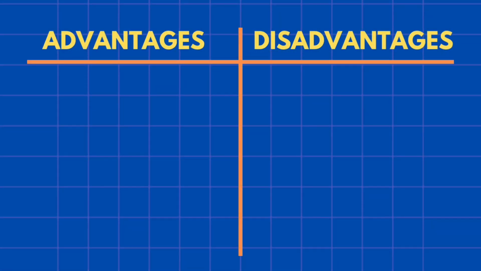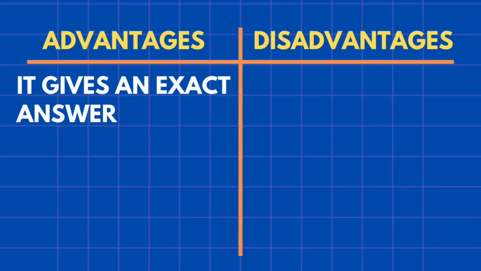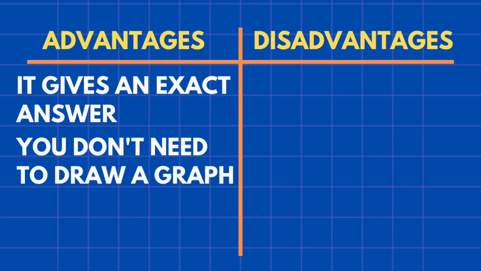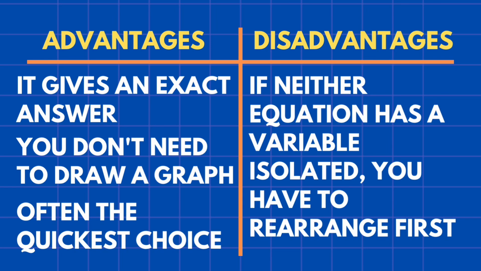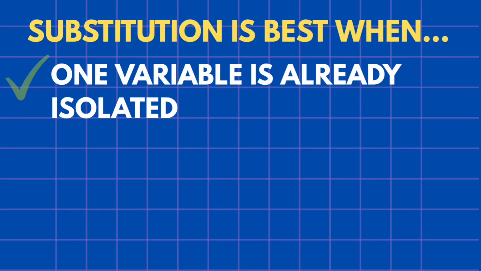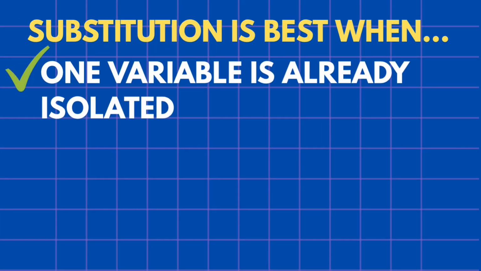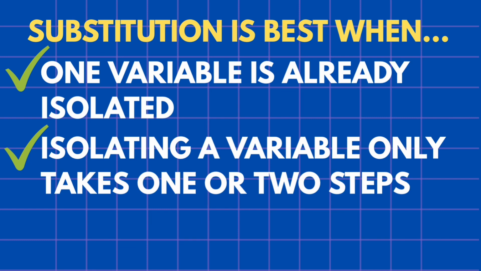What are the advantages? It can give an exact answer. You don't need to draw a graph. And it's often the quickest choice when a variable is already by itself. What are the disadvantages? If neither equation has a variable isolated, you may have to rearrange one first. That adds extra work. Substitution is best when one variable is already isolated. Isolating a variable only takes 1 or 2 steps.